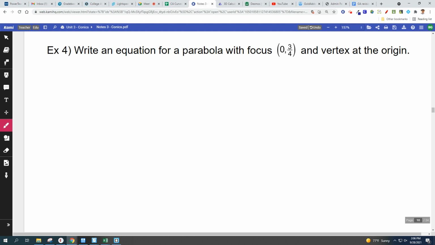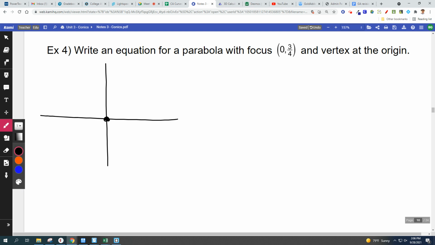Write an equation for a parabola with focus 0, 3/4, and a vertex at the origin. It doesn't say to draw it, but I am absolutely going to draw a picture of this. Quick little sketch. I know the vertex is at the origin, and they tell me the focus is at 0, 3/4. So let's just put that right here. 0, 3/4. That's the focus.